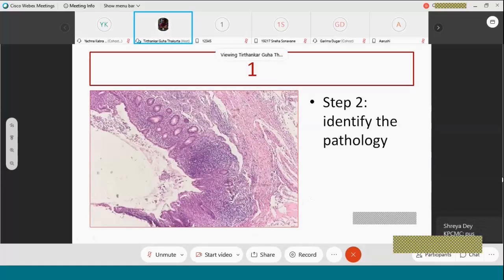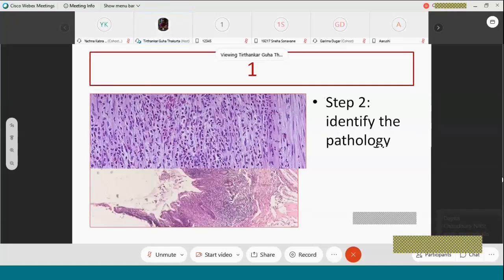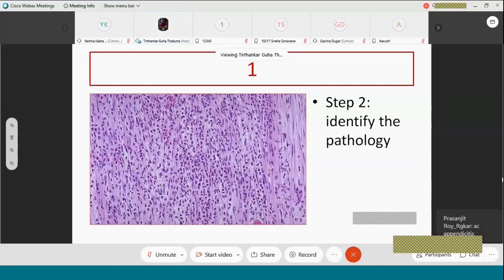What is the medical term for acute inflammation of appendix? Acute appendicitis. So this is your combined diagnosis. So this slide represents acute appendicitis. A higher power microscopic view shows neutrophilic infiltration into the smooth muscle. Identify this organ.